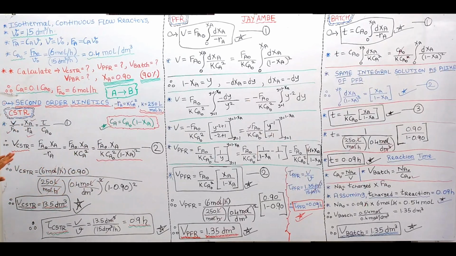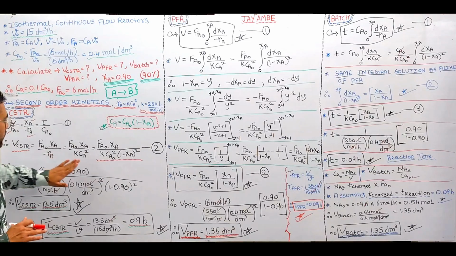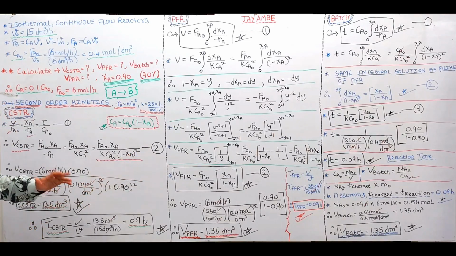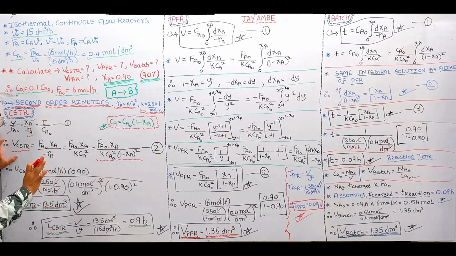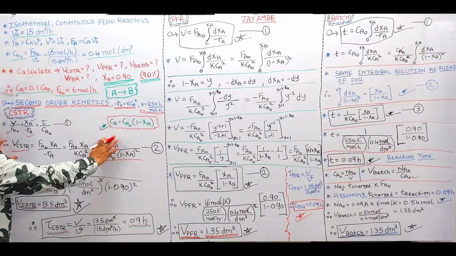Okay, so finally we have obtained the volume equation for the CSTR. By using this equation 2, now we can design the volume of the CSTR required in order to achieve the desired conversion of 90%, right? Okay, so we have all the values. Just substitute all the values.